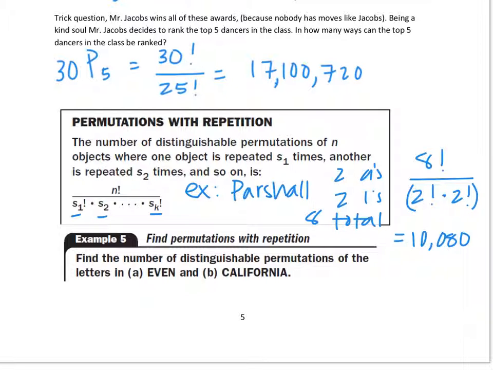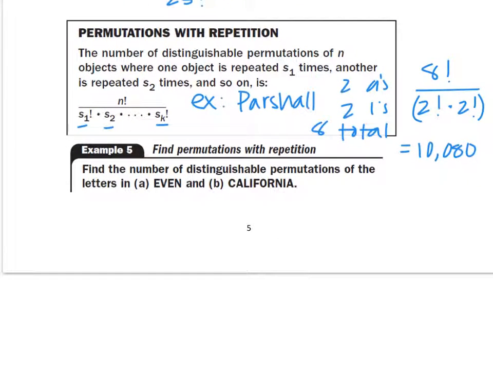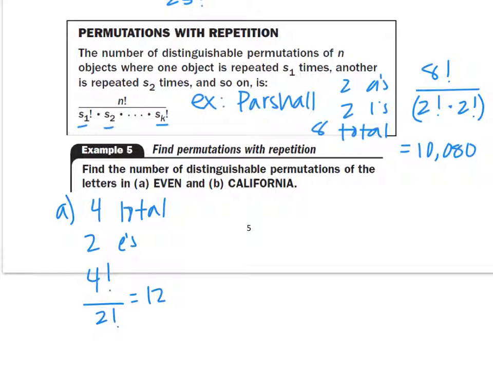Keeping that in mind, let's try 2 other words, Even and California. So Even, our total number of letters is 4, but we have 2 E's. So we are going to do 4 factorial divided by 2 factorial to account for those E's. So we get just 12 different ways we can change around the letters in Even.